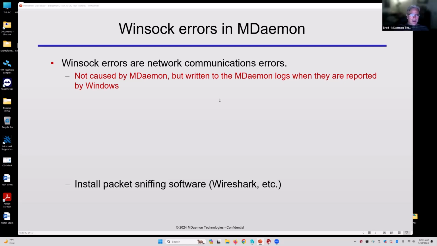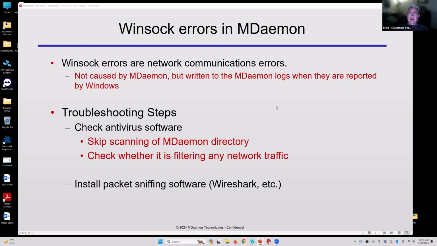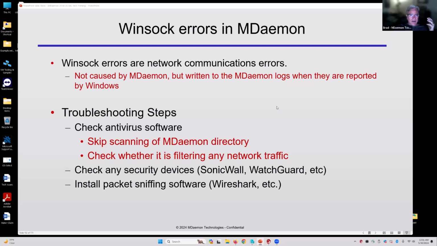So if you have a WinSock error, you can check your antivirus software for one thing, and configure it to skip scanning of the MDaemon directory. See if antivirus software is filtering any network traffic. Check any of your security devices, like if you have a SonicWall or a WatchGuard or some Barracuda or any other firewall or some type of device on your network, to make sure that they are not causing any interference with your MDaemon server. And then if that fails, you can also install packet sniffing software such as Wireshark to troubleshoot WinSock errors. And we do have a couple of knowledge base articles that talk about this in a little bit more detail on our website.